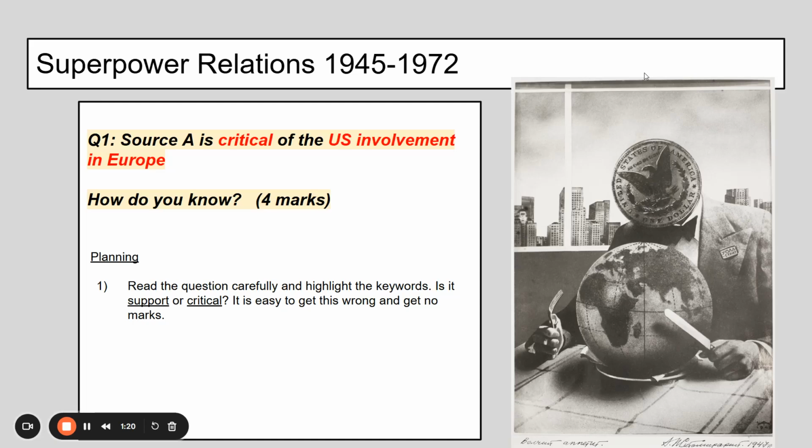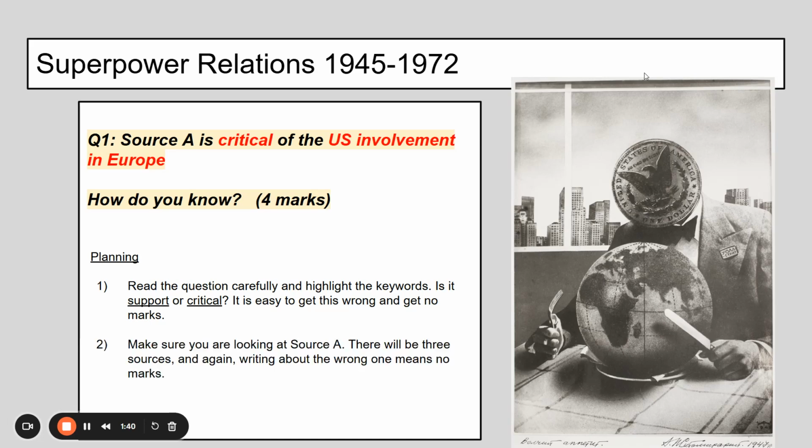Okay, so the first step is just planning very quickly. The first thing I'd always do is read the question carefully and highlight the key words, as you can see I've done here. Is it to support, or is it critical? Now, in the exam, it's easy to get this mixed up or get this wrong and just drop a lot of easy marks. Make sure you highlight what the event is as well, so you can focus on that.